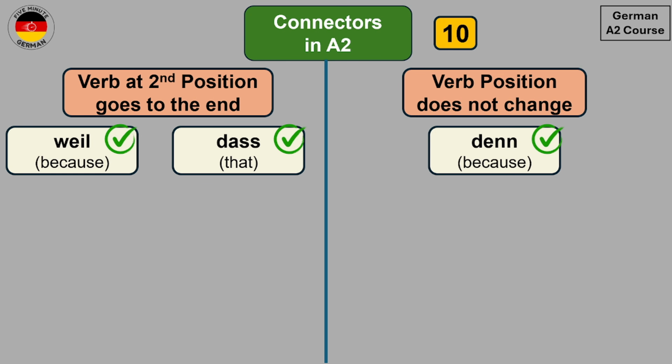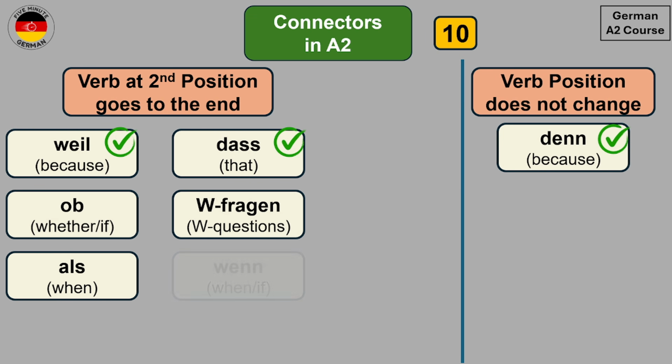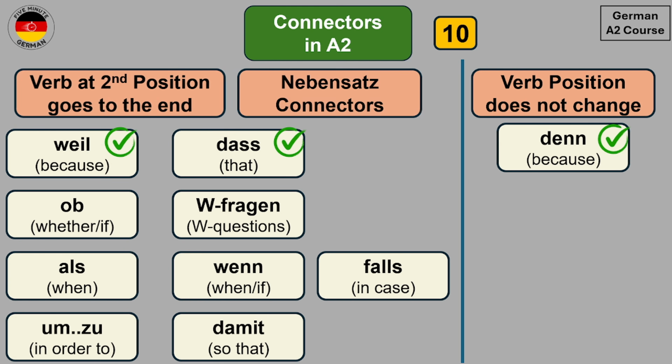And the interesting thing is that all the other connectors that we have, such as ob, W-Fragen, als, wenn, falls, so, and damit, all these connectors shift the verb at second position to the end of the sentence. And these can also be called Nebensatz connectors. So with this information, it will be easier for you to create sentences with the correct sentence structure, because you will know that whenever you use these connectors on the left, you have to shift the verb at second position to the end of the sentence.